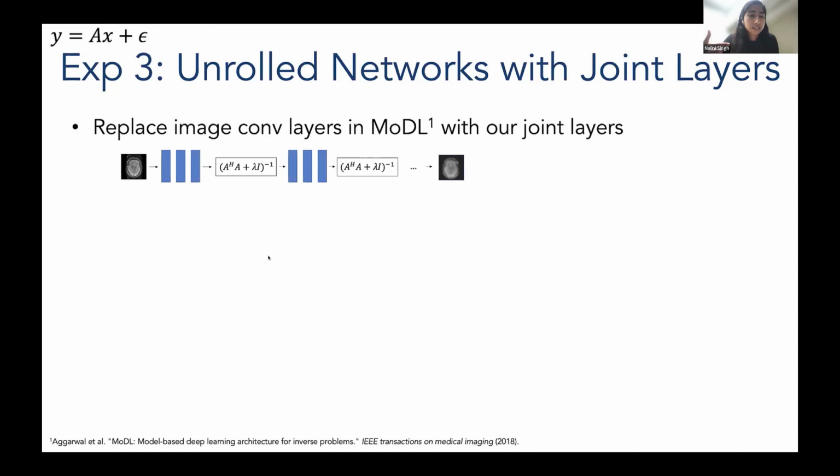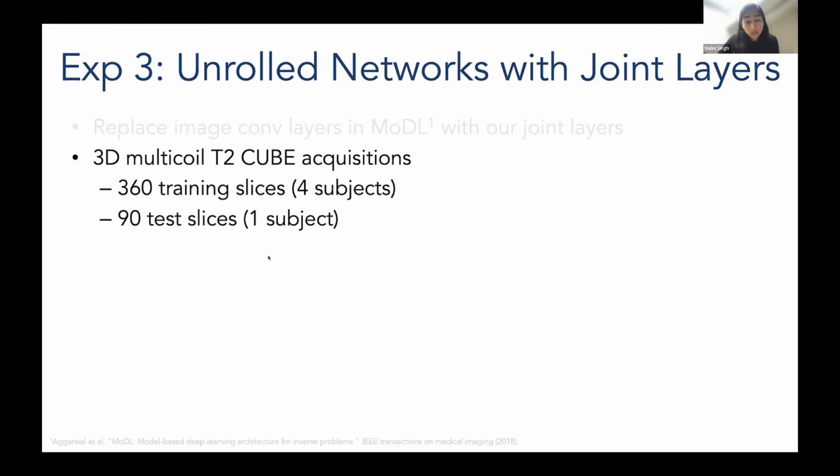You can just abstract this to thinking of one step of a standard optimization-based procedure. So what we do in this experiment is we take this exact same setup from the original MoDL paper, and we take the image space convolutions which they apply and replace them with our joint layers. We do this on the same data that's used to train those networks.